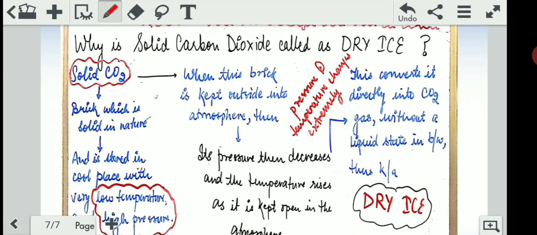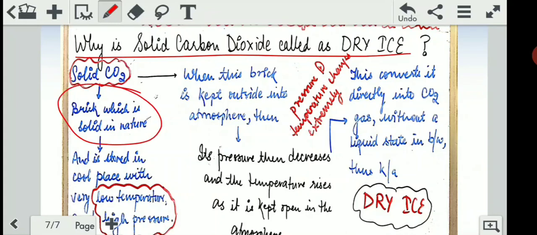Now, I have told you that we will be studying this concept at the last. This is the same topic. Why is solid carbon dioxide called dry ice? Solid carbon dioxide is a brick in nature. Like brick in the sense, I want to say that it is solid like a brick. Okay. If you see, it is in the shape of a brick. That is solid carbon dioxide.